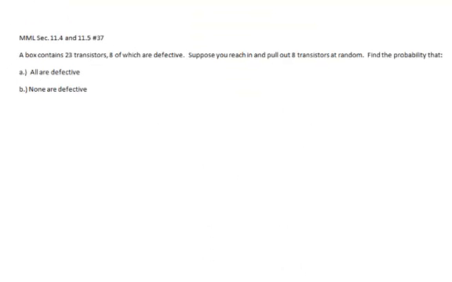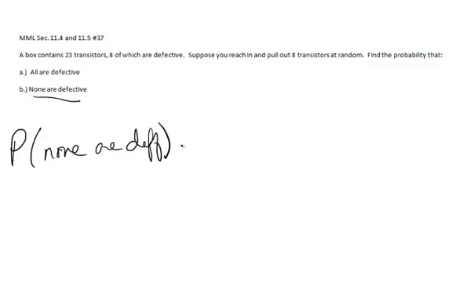Okay, so continuing this problem, now working on the second part. We've got the same setup, but it says find the probability that none are defective. So, we're going to look at the probability that none are defective. The leap that you have to make for this problem, I think part B is a little bit harder than part A, is that if you reach into a box and pull out 8 transistors and none of them are defective, what does this mean? Well, this means that all of them must be working. That's the probability that all 8 are working.